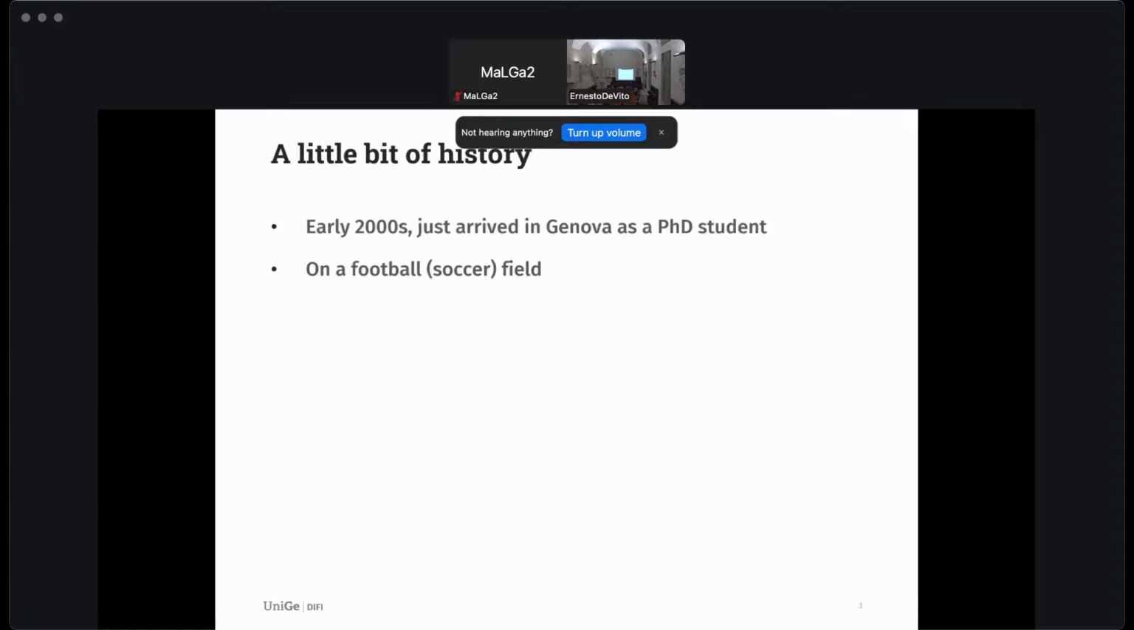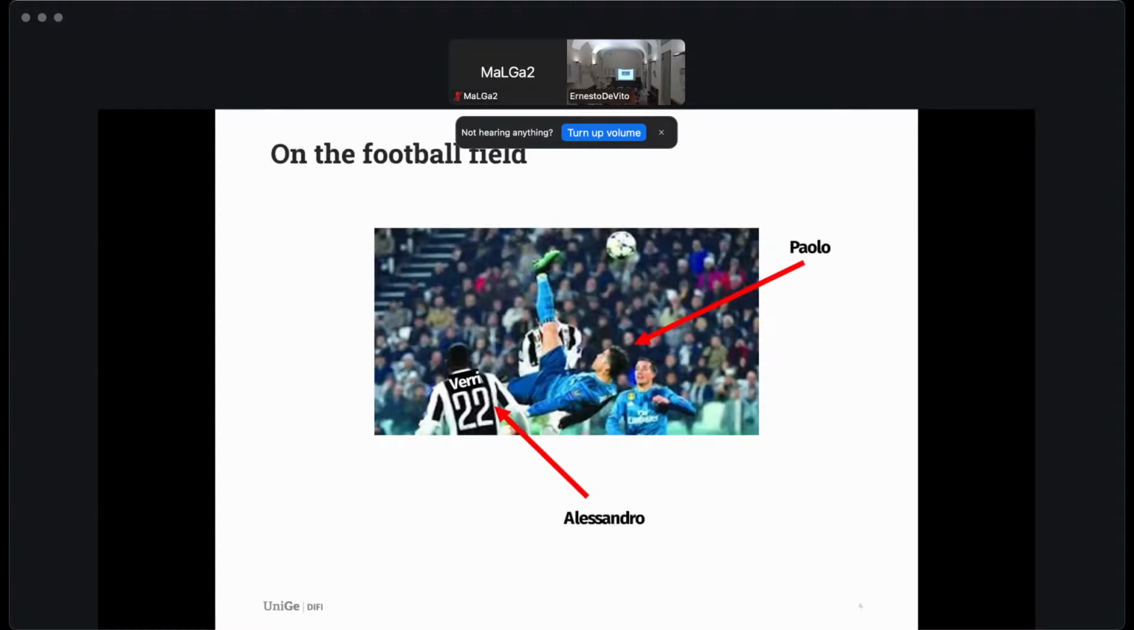But since there is justice in the universe, or karma if you want, that's a picture of myself and Alessandro playing football on a Tuesday night. This is Alessandro, as you can see from the t-shirt, and this is myself. Of course, it's not high resolution, but this is how we ended up on Tuesday night.